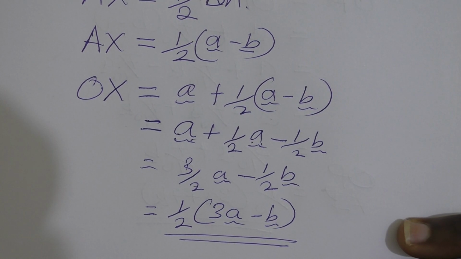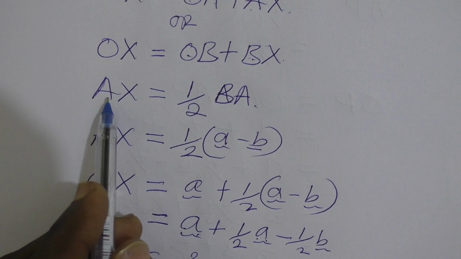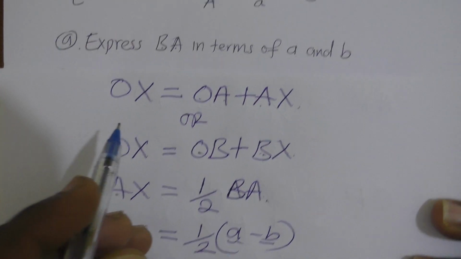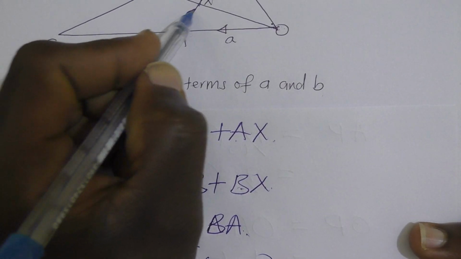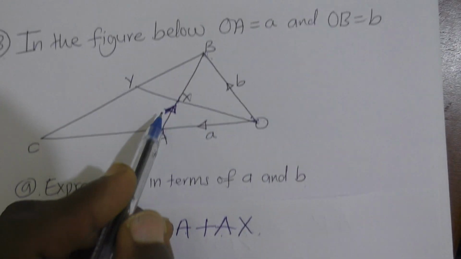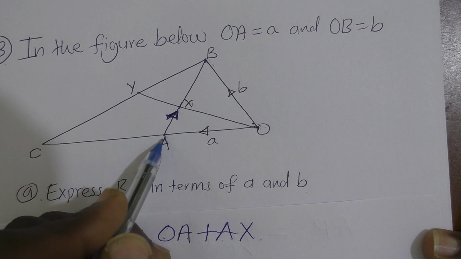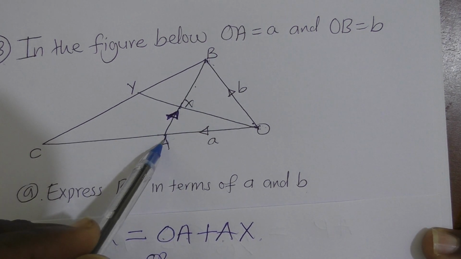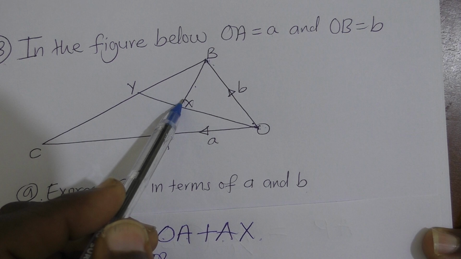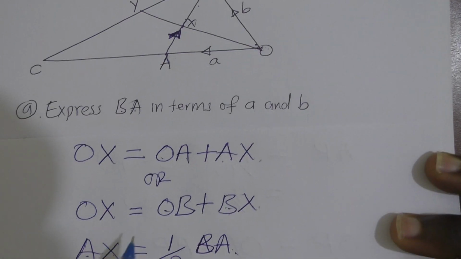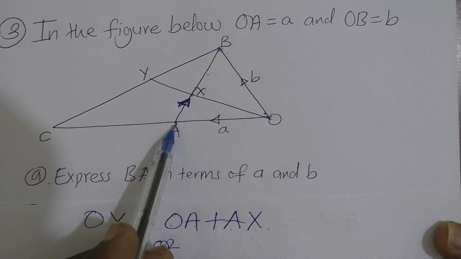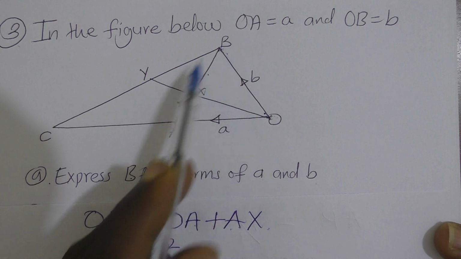However, we are considering this. We are considering AX as a half BA, assuming that the arrow is from A going to B. Assuming that the direction is from A to B. Otherwise, if it is from B coming to A, then AX will be negative, because we shall be reversing the direction. So we are taking this as positive, reason being we are considering it coming from A to B.